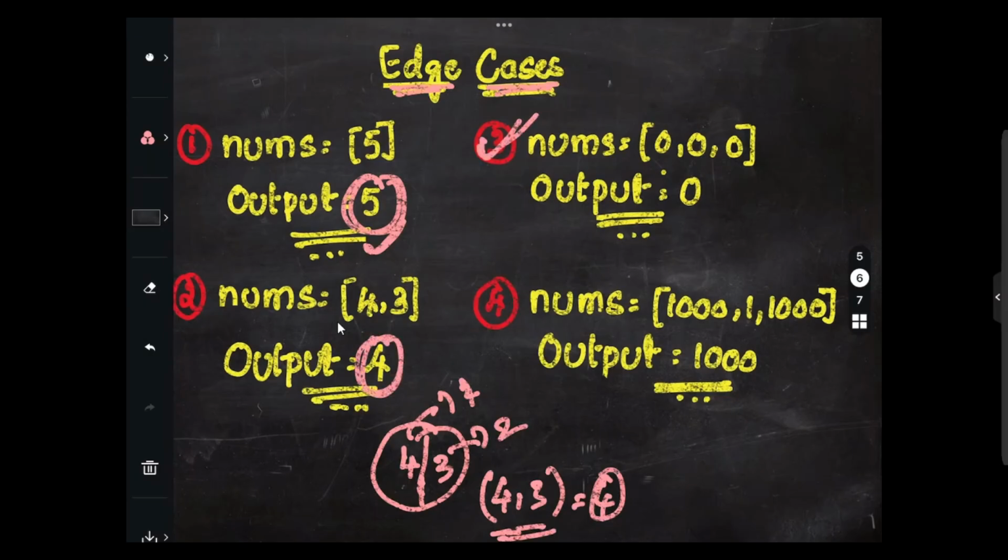Let's go with the third edge case here. nums equals 0, 0, 0. So all houses have 0 money stashed in them in this case, right?